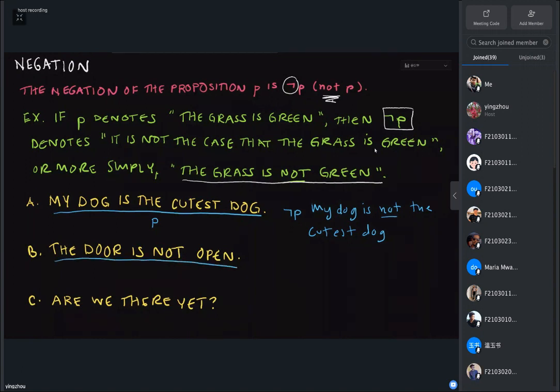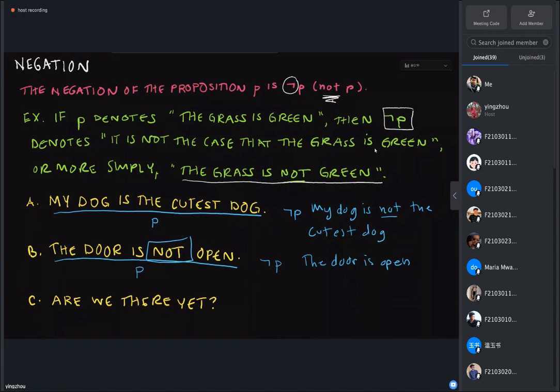The door is not open is P. Now again, if the door is not open is P, then I'm negating something that already seems like it's negated. Remember, in mathematics is the only place that two wrongs do make a right. So the door is not not open, which means the door is open. Again, we could say it is not the case that the door is not open, but in real life, we would just say the door is open.